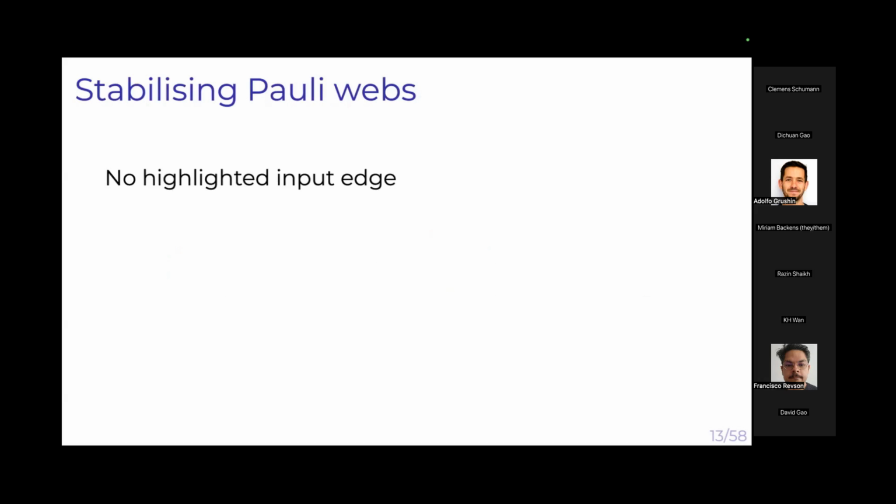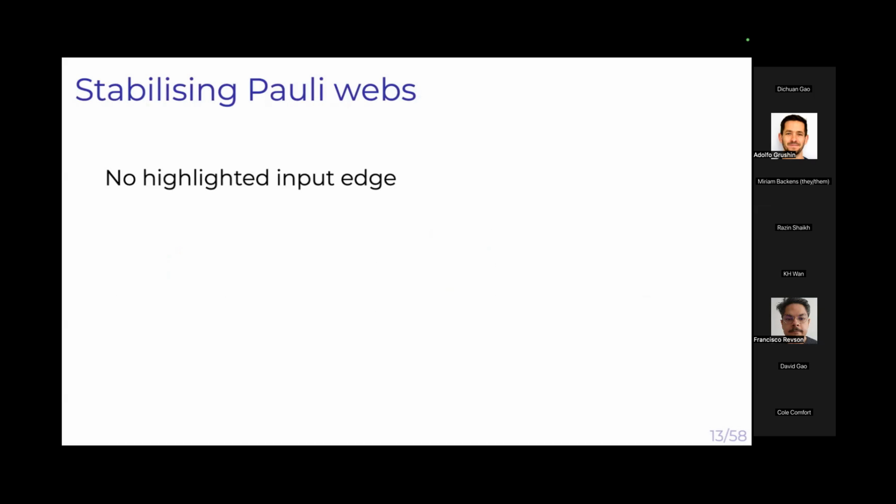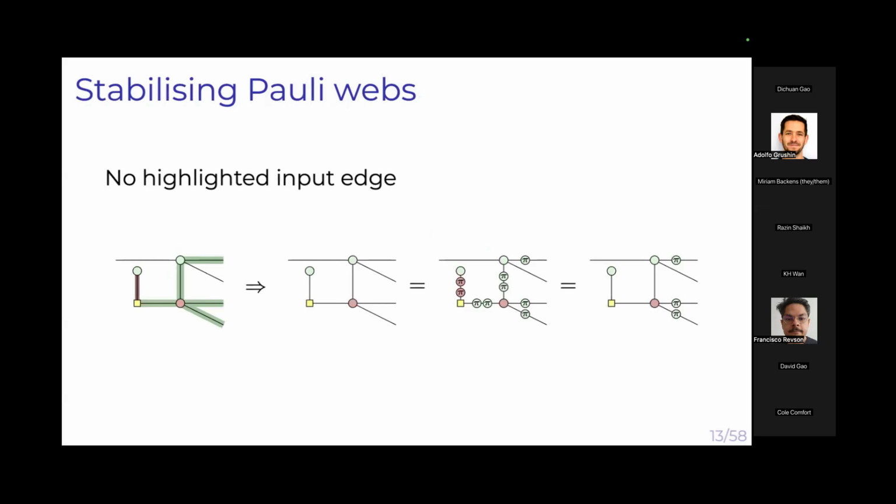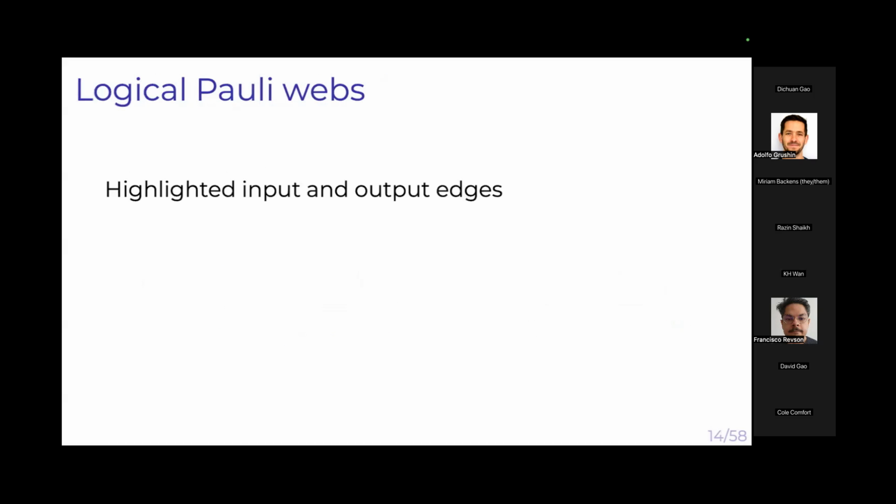And then the good thing about these polywebs is they correspond to well-known concepts in quantum error correction, one of them being stabilizers. So a stabilizer is a polyweb with no highlighted input edges. An example would be this, where you see that no input edge is highlighted by any polyweb. And in this case, this means that this polyweb is stabilizing this diagram. Yes, it's very simple, that's it.